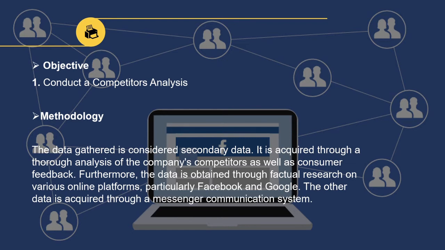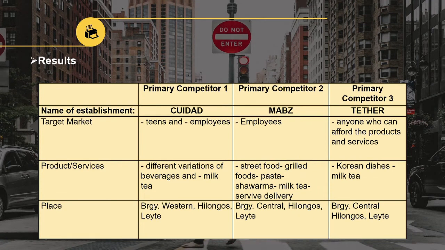Methodology. The data gathered is considered secondary data. It is acquired through a thorough analysis of the company's competitors as well as consumer feedback. Furthermore, the data is obtained through research on various online platforms, particularly Facebook and Google. The other data is acquired through a Messenger communication system. So, this is the competitive analysis matrix of our chosen establishment, Cebucha.